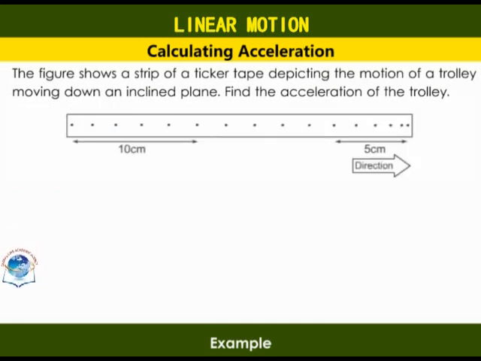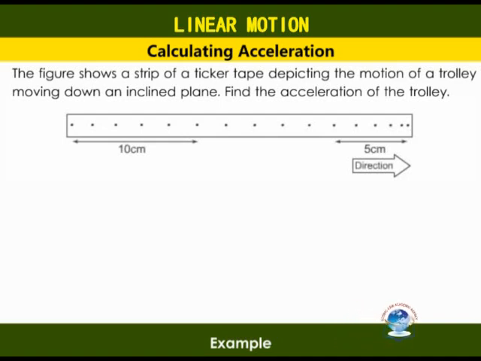Let's take another example. This figure shows a strip of a ticker tape for the motion of a trolley moving down an inclined plane. If the frequency of the ticker tape is 50 Hertz, what is the acceleration of the trolley?